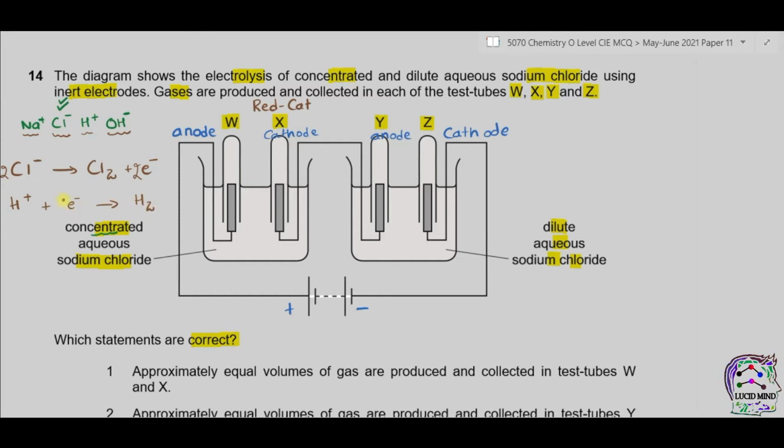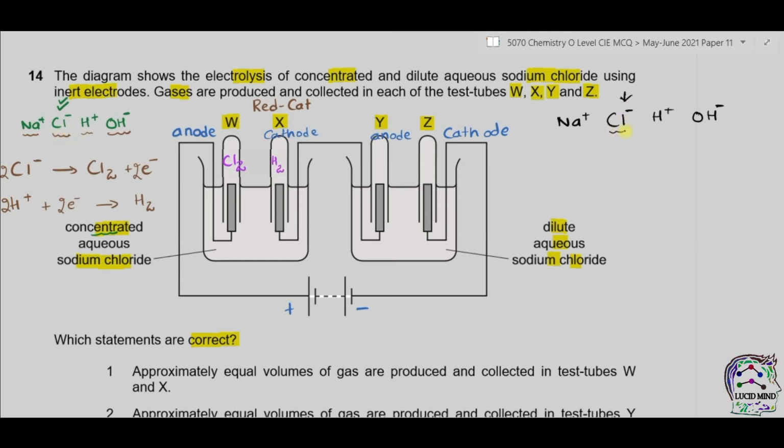We can balance the equation. 2 hydrogen ions make 1 mole of H2 gas. Moving towards next one, we have dilute aqueous sodium chloride. Again, the ions present are same. We have Na positive, Cl negative, H positive and OH negative. As this is dilute aqueous sodium chloride, now chloride ions have less concentration as compared to the concentrated one.